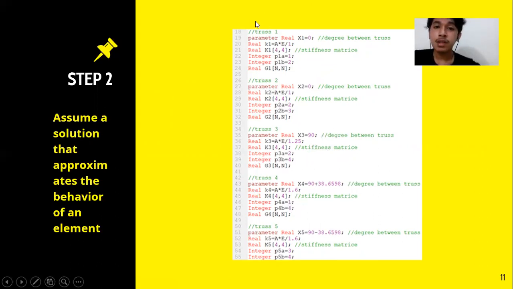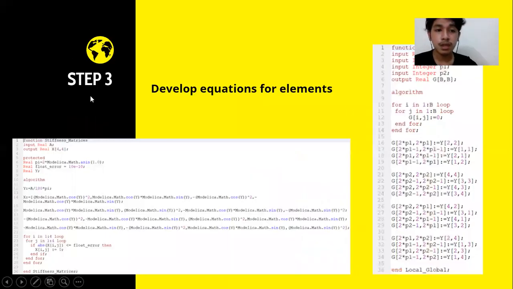So for example, in truss 1, there are 2 nodes, right? They are node 1 and node 2. And then, for example, in truss 3, there are nodes 2 and 4. And each node is also defined as these equations. For example, integer p1a equals to 1, integer p1b equals to 2. And then step 3, we can develop equations for elements. This is the specific coding or algorithm for developing equations for elements.